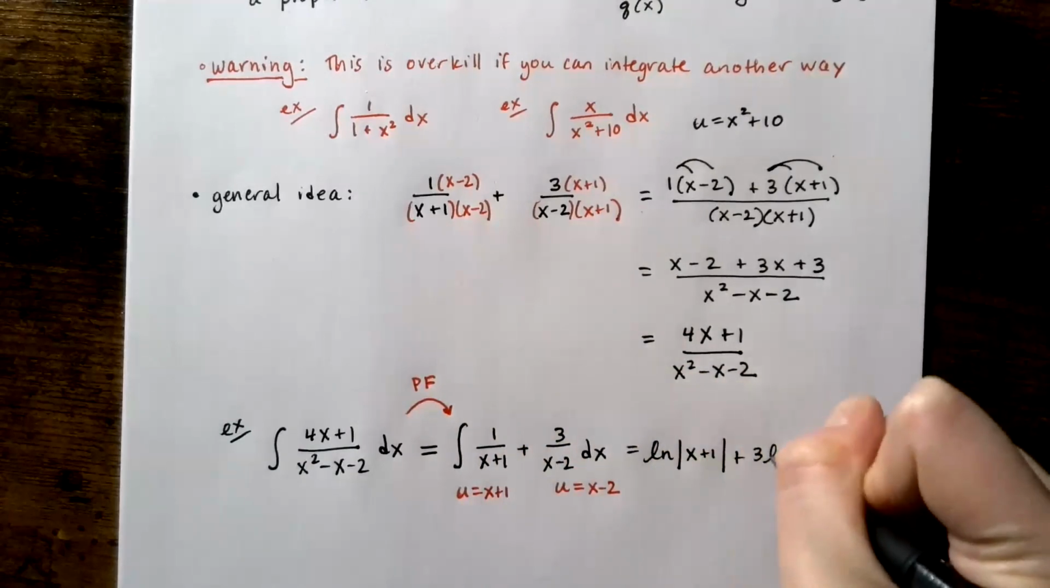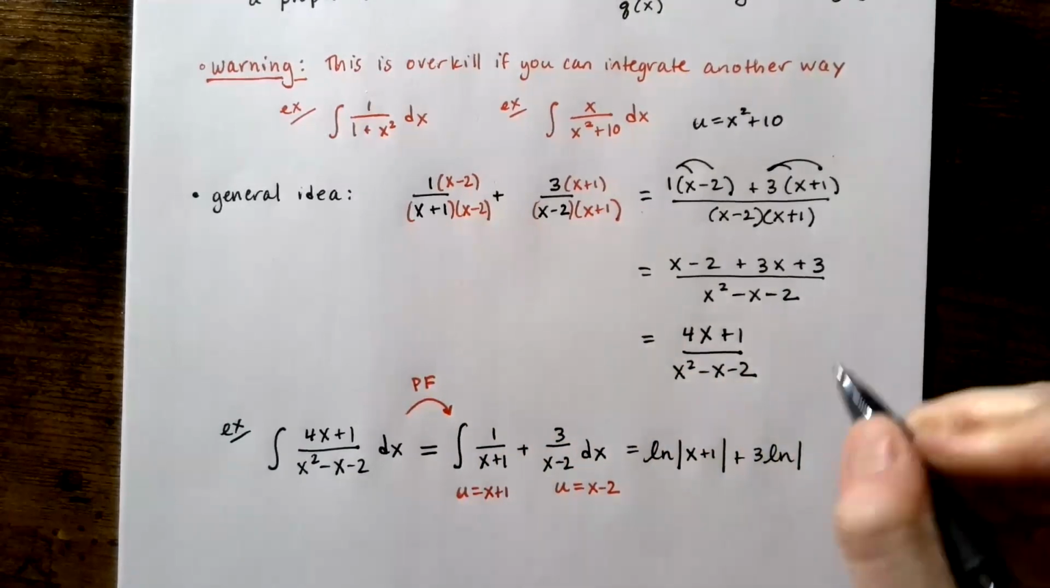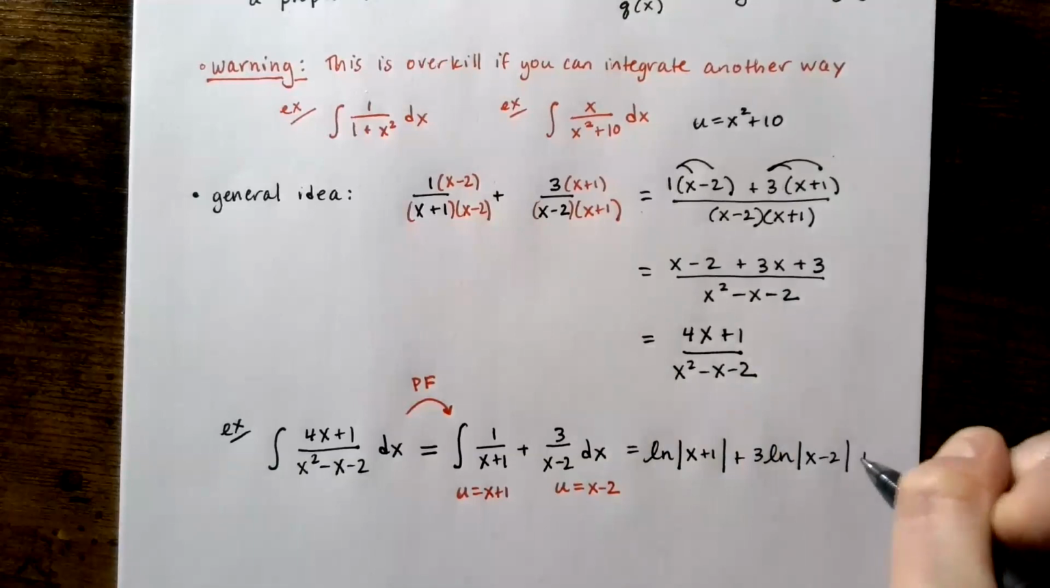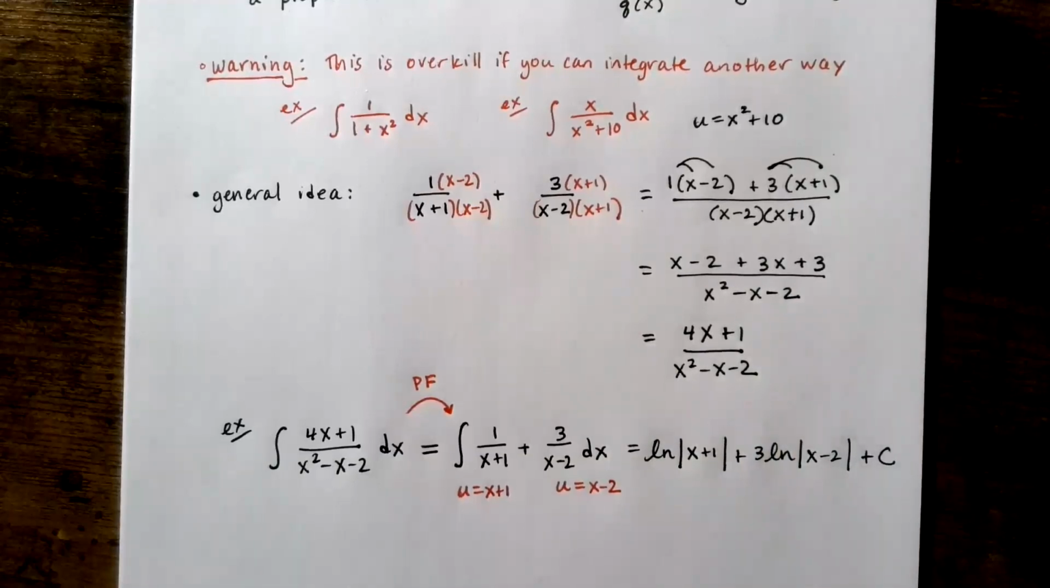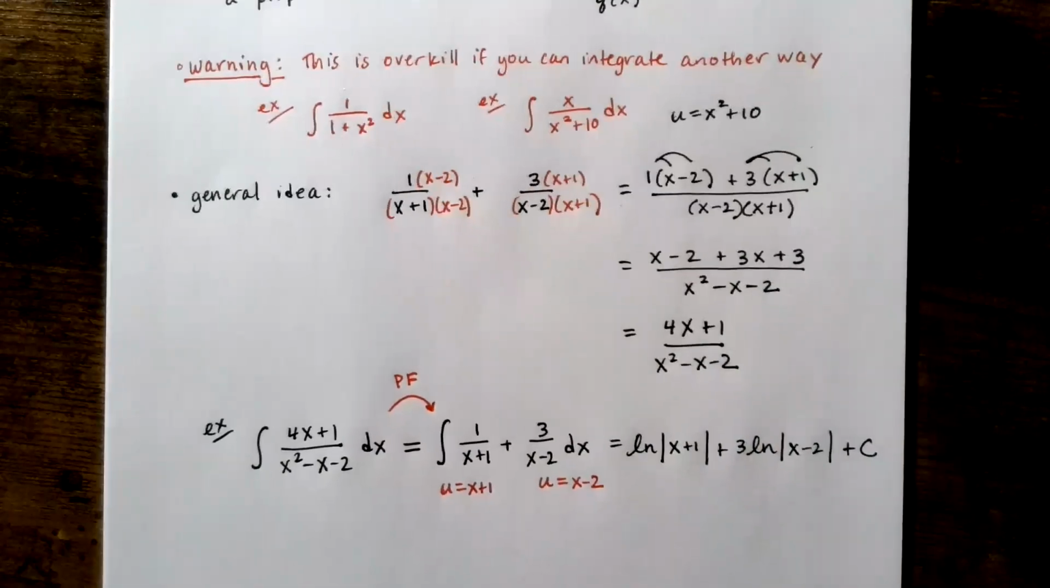plus 3 times the ln of the absolute value of this denominator plus c. And this is really nice evidence as well that partial fractions is not actually an integration technique, right? From here to here, we didn't actually do an antiderivative. All we did was reformat the integrand function into something that we then know how to integrate.